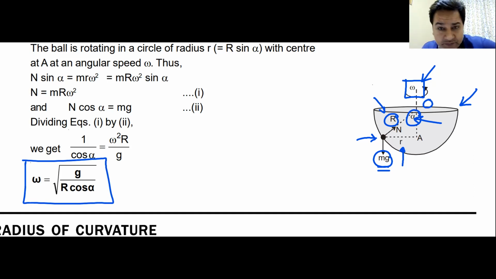The answer is definitely omega is root of g by r cos alpha, or cos theta, whatever you call that angle. That is the correct answer. Well done. I'll give everyone a minute again to work it out. Else, after a minute, Yashwant will guide us in how he has solved the problem.